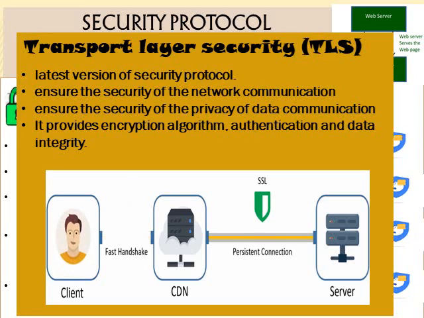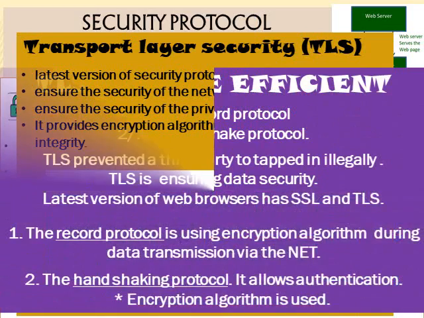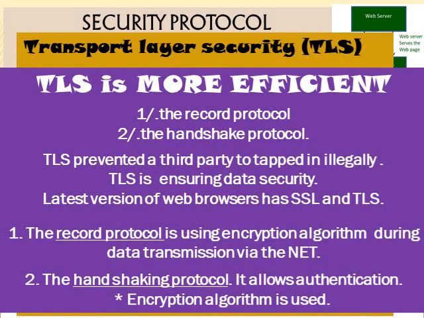It is designed to provide encryption algorithm, authentication and data integrity. These methods will be further explained in the next slides. Thus TLS is a more effective protocol when compared to SSL. In the TLS, it has 2 layers. Layer 1 is called the record protocol. Layer 2 is called the handshake protocol.